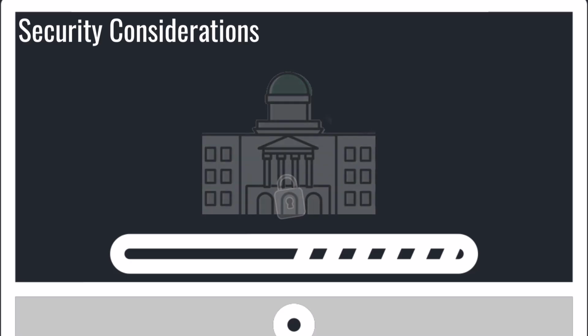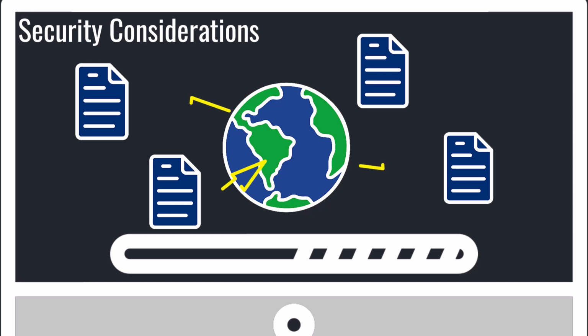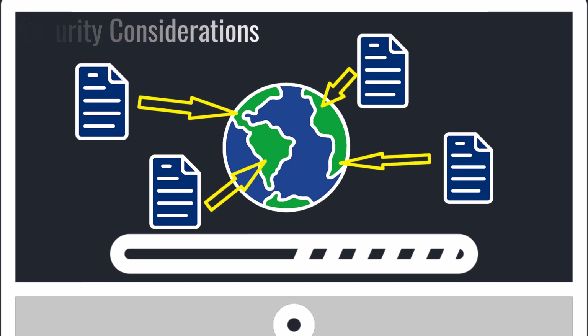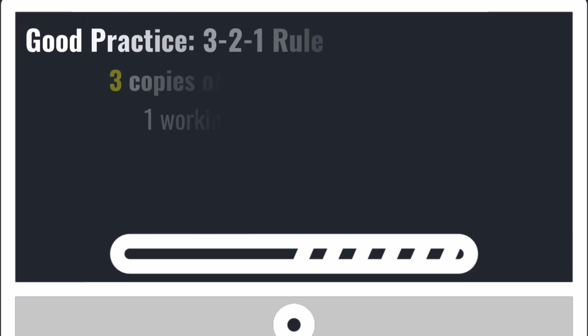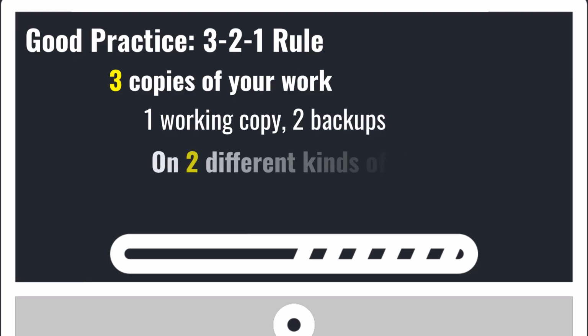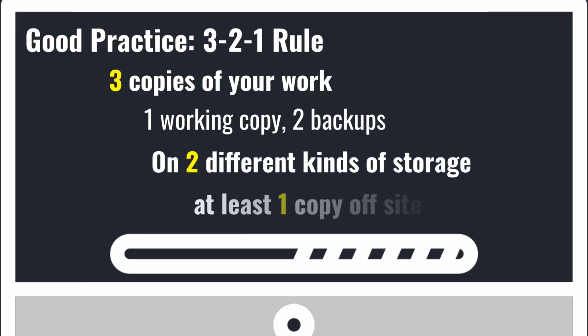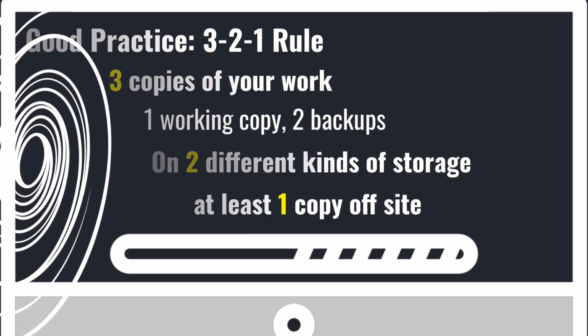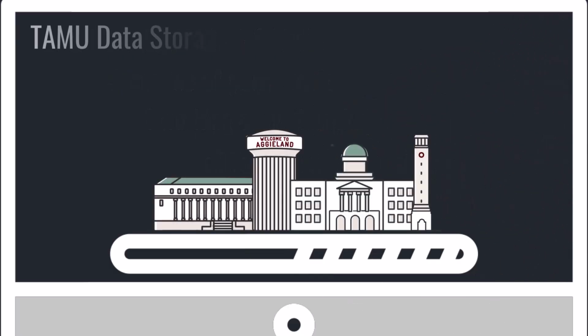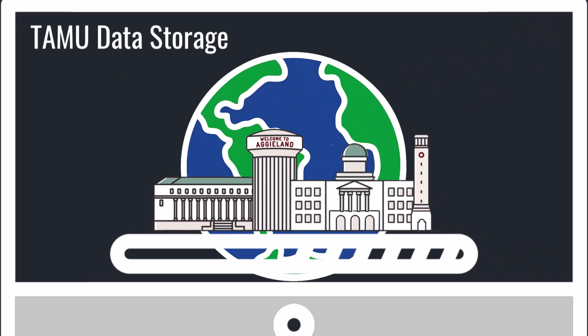Another important storage measure to consider is to save multiple copies of your data and disperse them geographically. Have 3 copies of your work on 2 different kinds of storage, where at least 1 copy is off-site. This will protect it from hardware or software failure and even environmental disasters, such as damage from hurricanes. Texas A&M institutional resources for data storage will generally already be backed up and geographically dispersed.